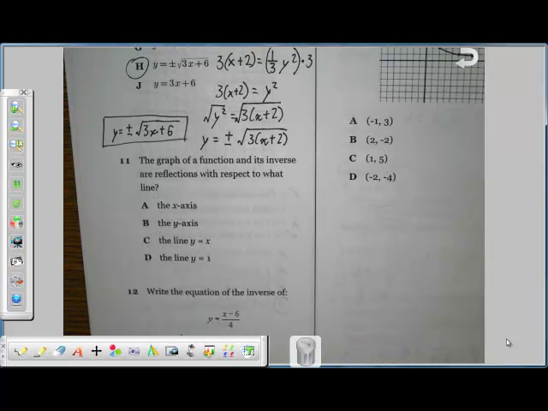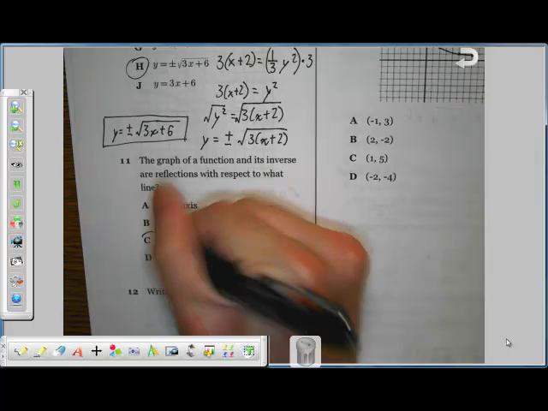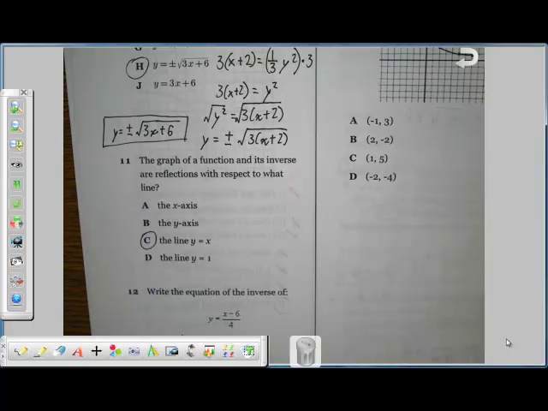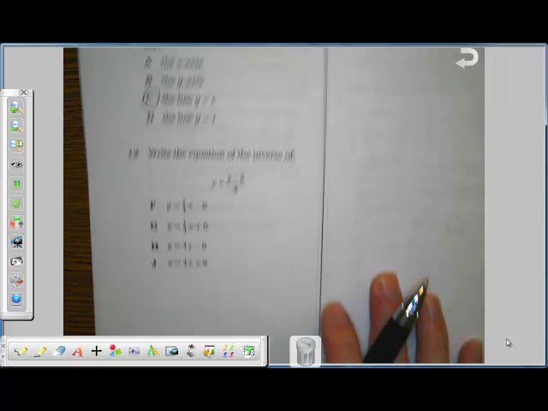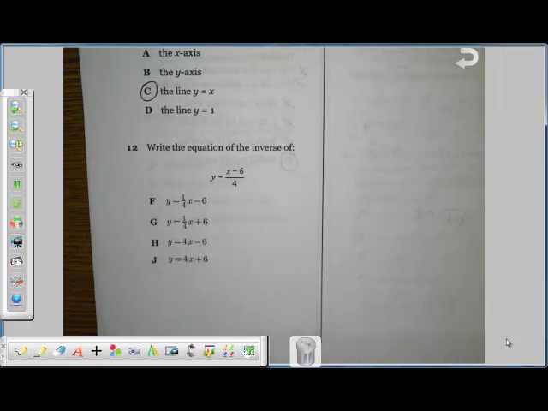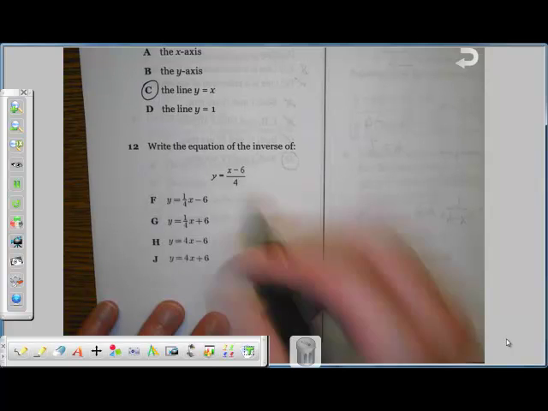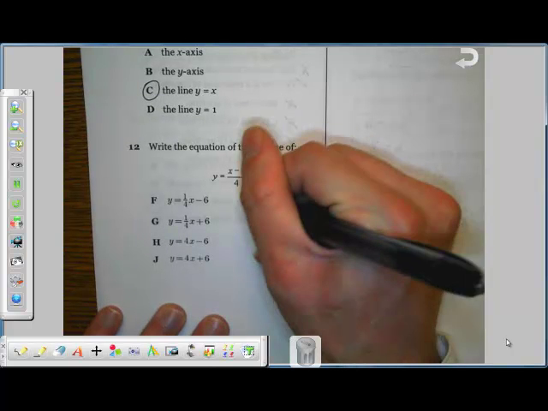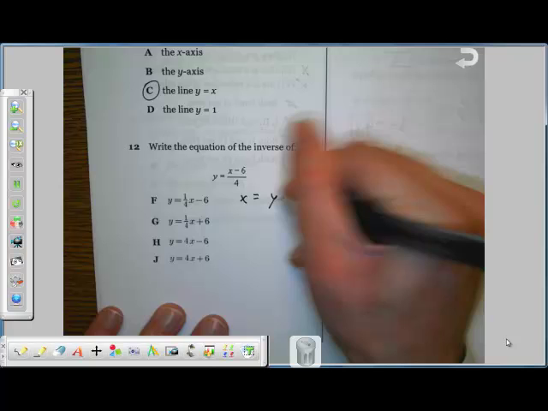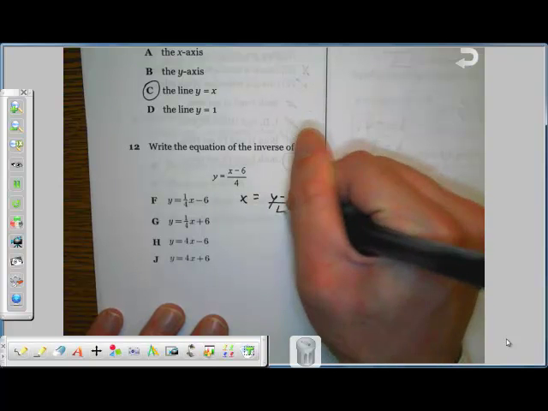Graph of a function and its inverse are reflections with respect to what line? That is the line y is equal to x. You had to know that as a fact. Next one, write the inverse of this equation. Once again, you are going to switch the x and y and solve for y. So you turn this into x is equal to y minus 6 over 4.